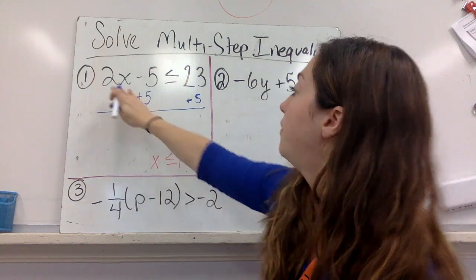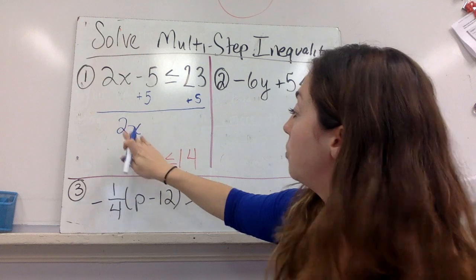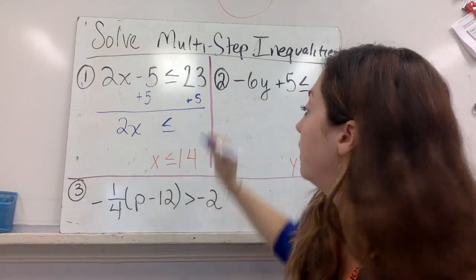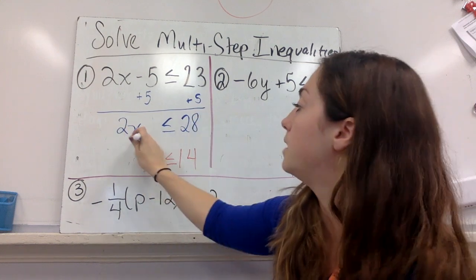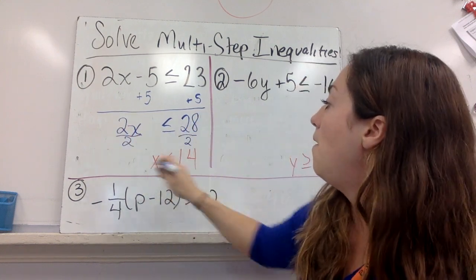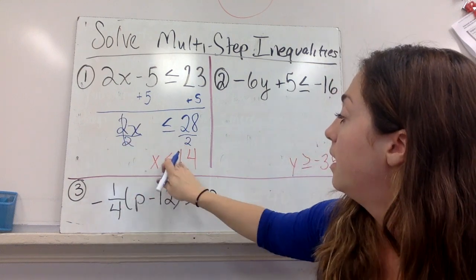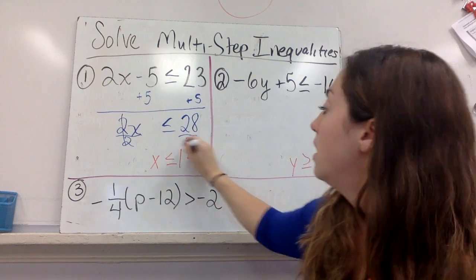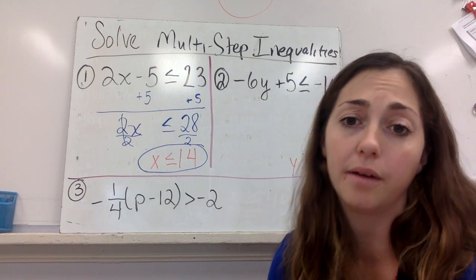And then I have 2x, because the negative 5 and the positive 5 is 0, and 2x plus 0 is 2x, and 23 and 5 is 28. Then I undo to get my x alone. I divide by 2, and 2 divided by 2 is 1, and 1x is x. And hey, look at that. X is then less than or equal to, because 28 divided by 2 is 14, and that's my solution. If it asked us to graph, then we would set up a number line.